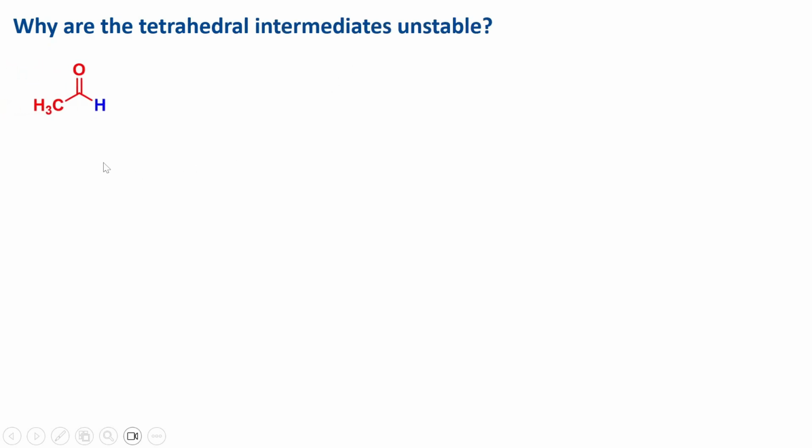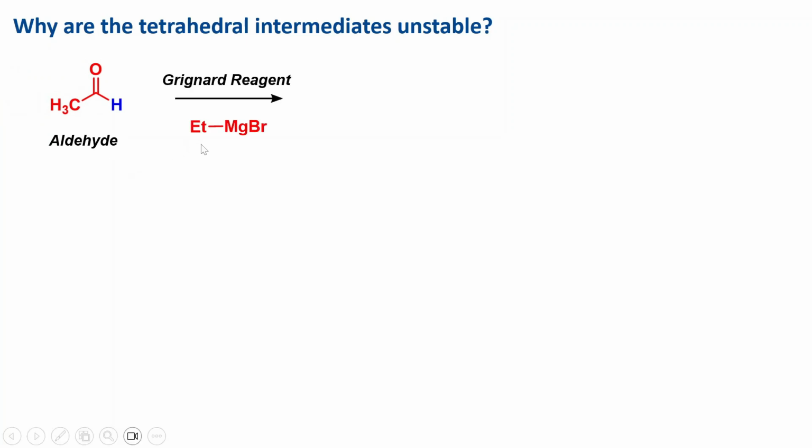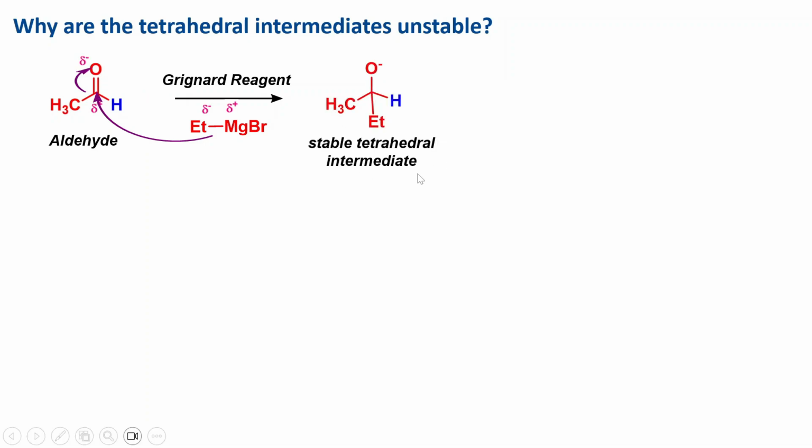So I am taking here an aldehyde, and if I treat this with a Grignard reagent, that is ethyl magnesium bromide. You are aware that in the carbonyl group, the carbon has a partial positive charge and the oxygen has a partial negative charge. In the Grignard reagent, the metal, magnesium, has a partial positive charge, and the ethyl has a partial negative charge. As a result, this bond is polarized and can attack the carbonyl carbon, and this bond can go to the oxygen. So what you will generate is a stable tetrahedral intermediate.